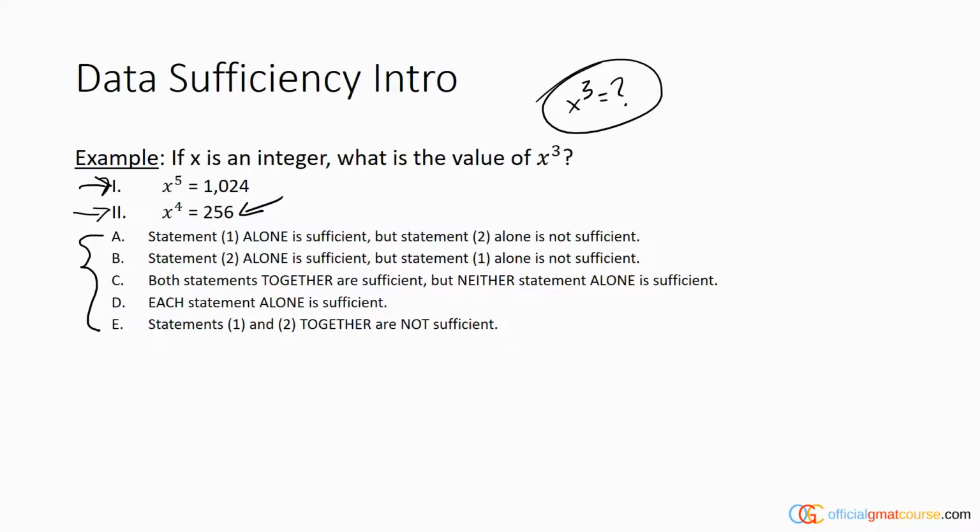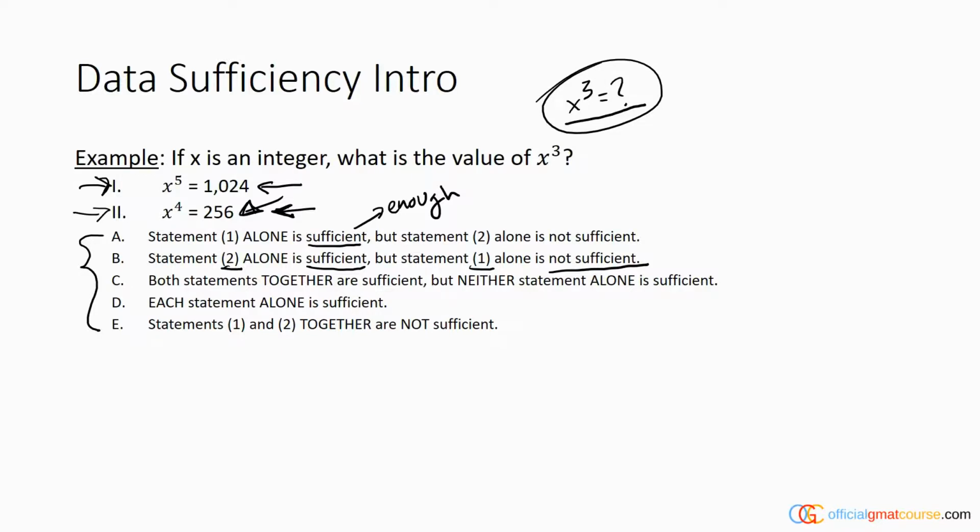So answer choice A says statement 1 alone is sufficient, but statement 2 is not sufficient. Sufficient here really means enough information. So if statement 1 is sufficient, that would mean that statement 1 on its own gave us enough information to answer the question, x cubed is equal to what? But statement 2 alone was not good enough to answer that question. Now, answer choice B is the exact opposite. B says statement 2 alone is sufficient, and statement 1 alone is not sufficient.